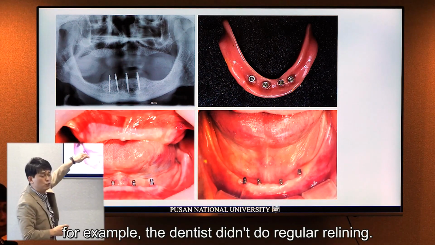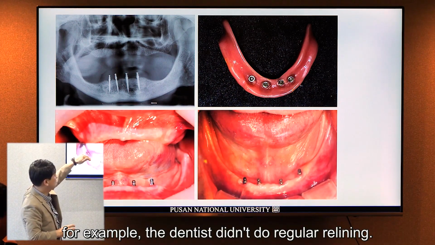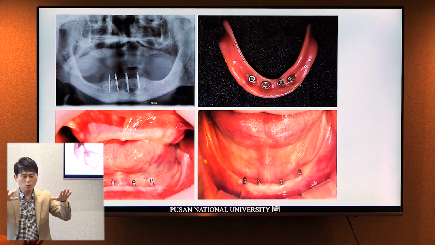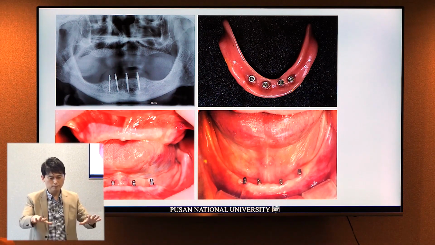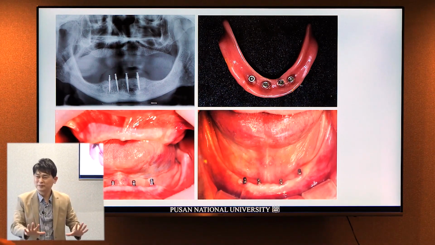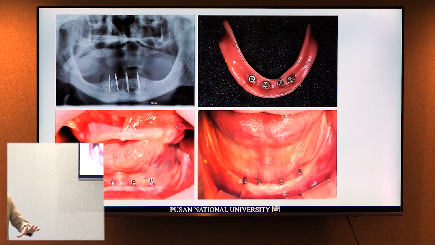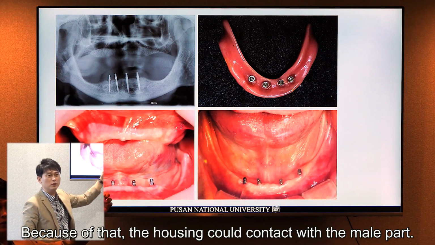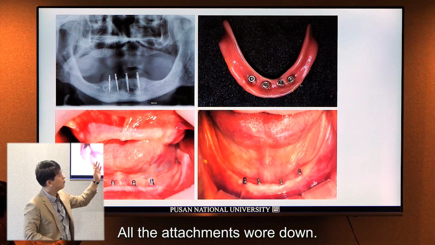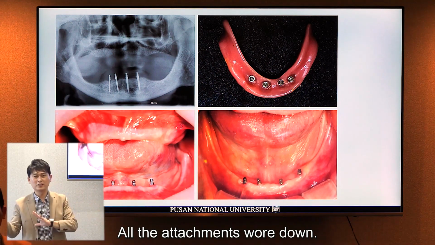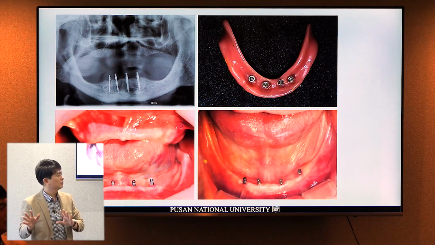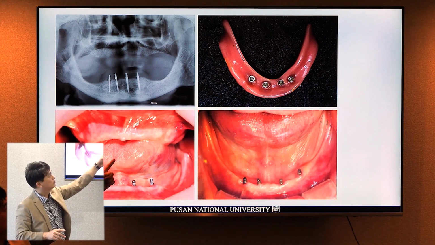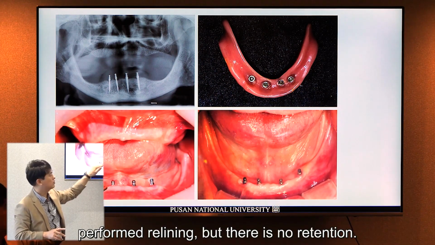for example, the dentist didn't do the regular relining procedure. The denture totally collapsed. Sorry, collapsed. Because of that, the housing could contact the metal part, and every attachment was worn. At that time, I changed the O-ring and did relining, but there was no retention.